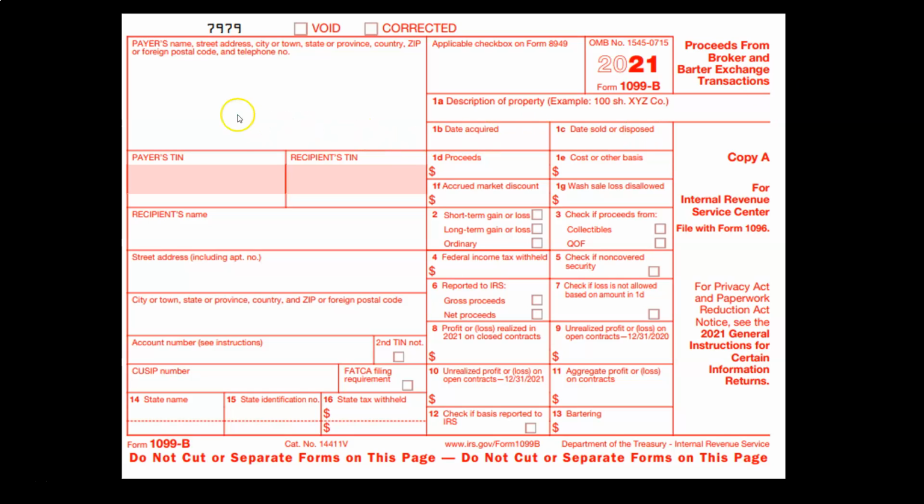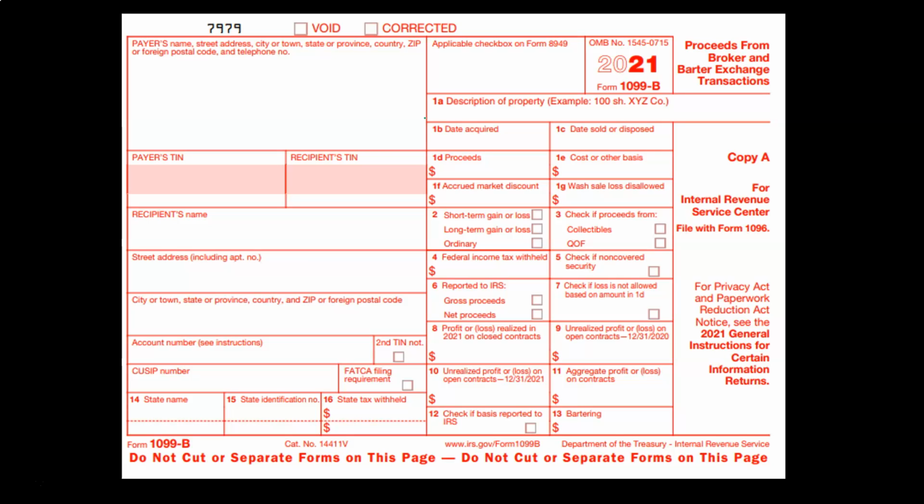So we've got the payer's name, the payer's TIN, tax identification number, the recipient's TIN, recipient's name, address, and so on and so forth. The account number over here. And then in box 1A, we got a description of the property.